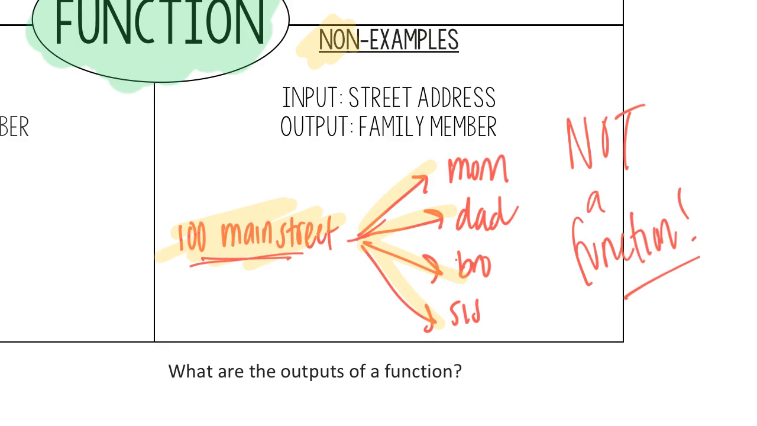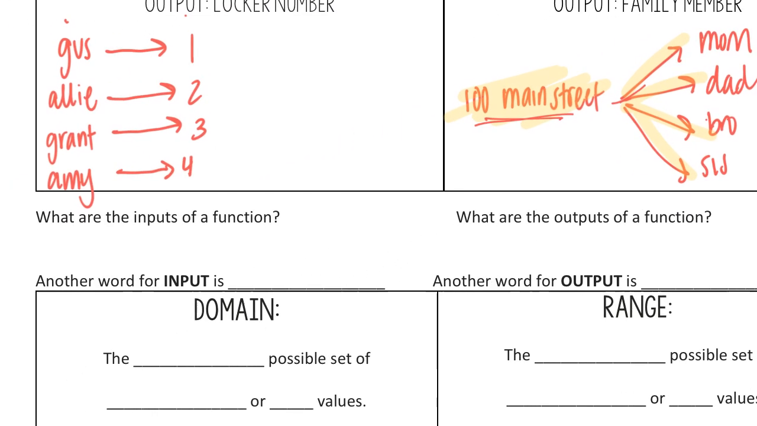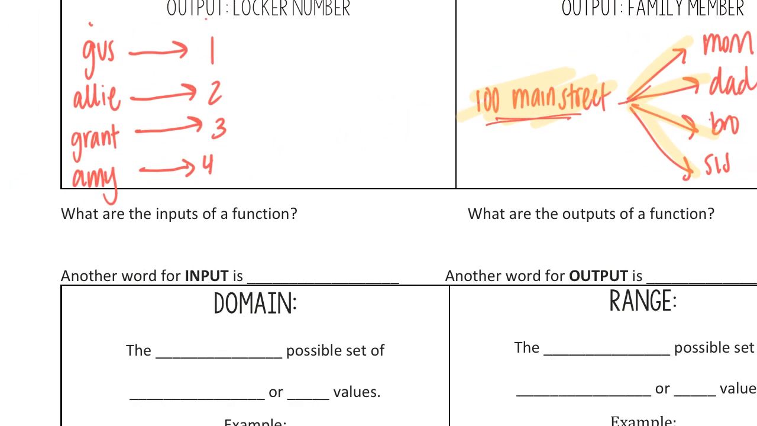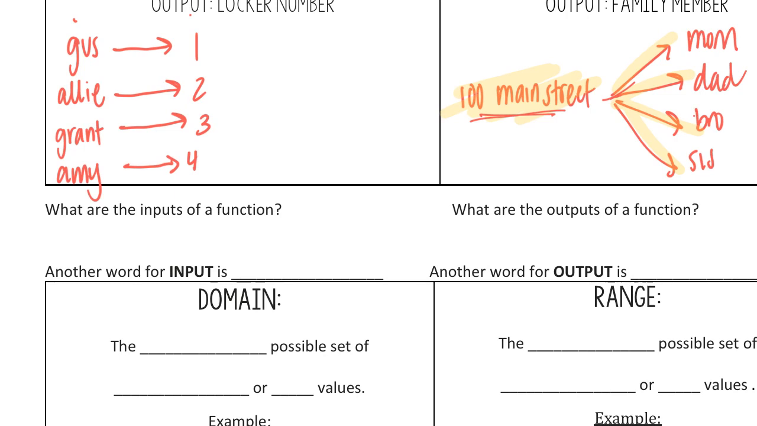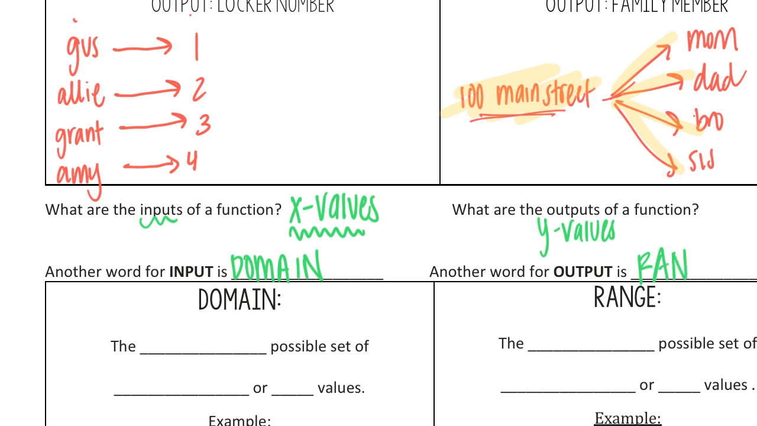Like I was saying before, there are inputs and outputs. The inputs of the function are just the x values. So another word for the input of a function is the x values. We refer to these x values, or the inputs of a function, as the domain of the function. The outputs are the y values. Another word for output is range.